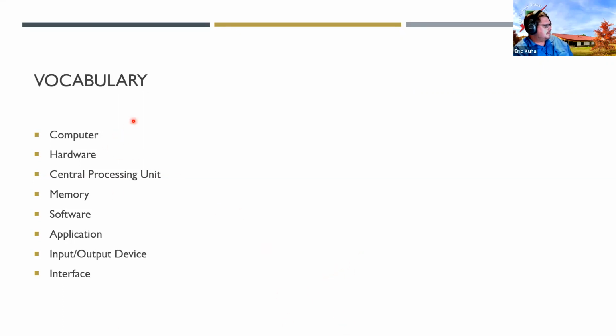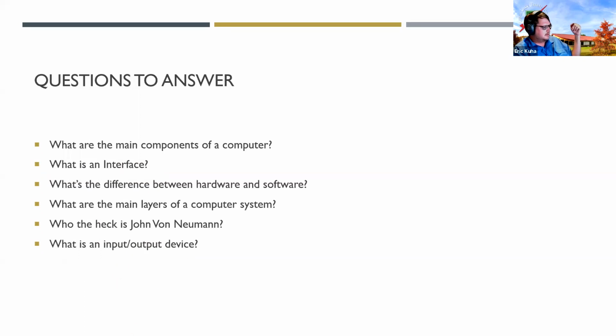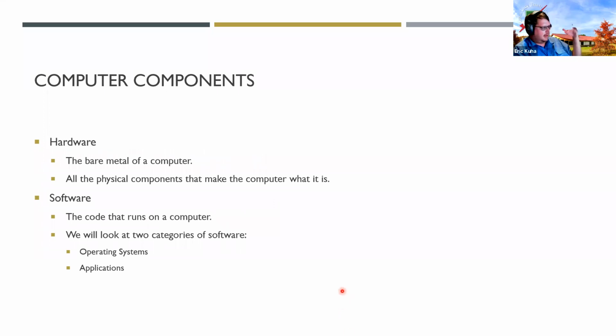So we'll look at some basic vocabulary. We've got a computer. What is hardware? What is a CPU? What is memory? What is software? What is an application? Input-output devices. And then a really important one is the word interface, which we'll come to in a second. So a few questions. What are the main components of a computer? What is an interface? What's the difference between hardware and software? We've got the main layers of a computer system. Who is John von Neumann and why is he important? And then what is an input-output device? I think we can do the basic quick rundown on this in about 10 minutes.